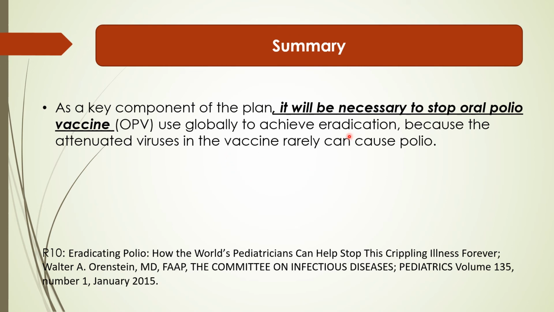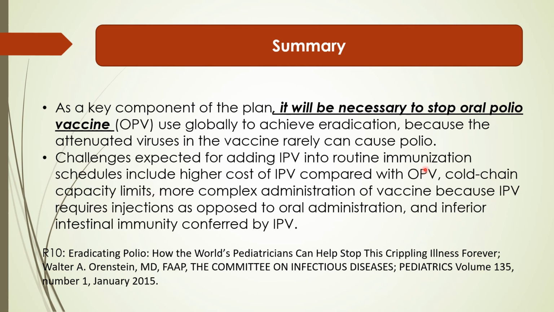As a key component of this plan, it was necessary to stop oral polio vaccine use globally to achieve eradication, because the attenuated virus in the vaccine rarely can cause polio. Because the vaccine itself is responsible for the circulating vaccine-derived poliomyelitis. It was supposed to have worked in 2019, and now WHO does not even talk about when it will stop this pulse polio program. If you have to stop oral polio, definitely you have to stop oral polio vaccination. You have to definitely stop pulse oral polio also.